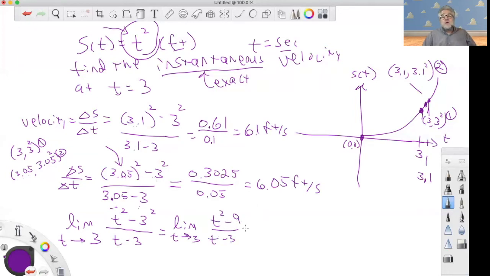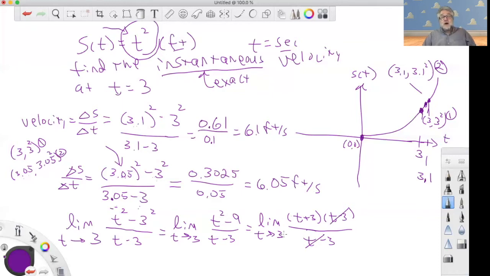Oh, and you're thinking, wait a minute. We can factor that numerator, Mark. Don't be an idiot. Okay, I won't be an idiot. So this will be t plus 3 times t minus 3. Those are t's. All over t minus 3. And the t minus 3's will cancel.